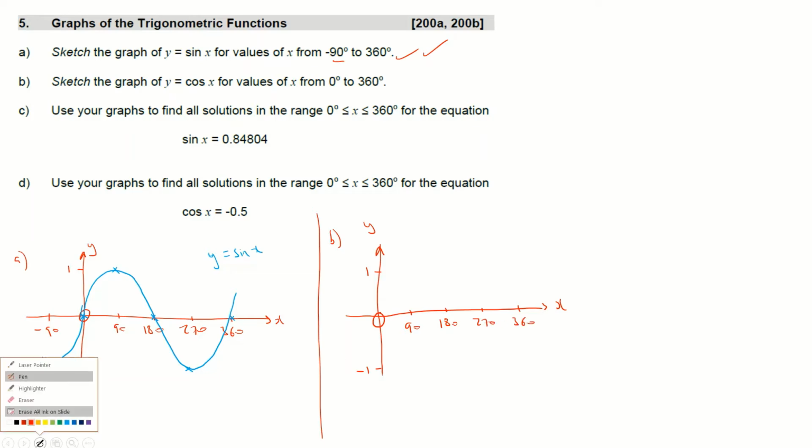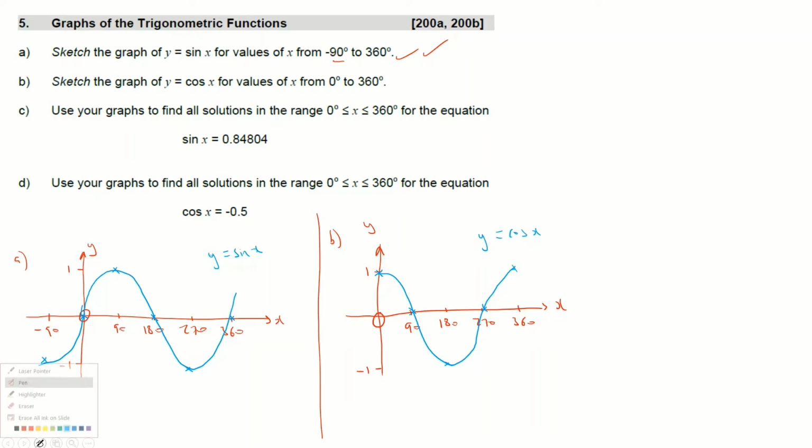Remember now that cos is almost like sine, but it starts at 1. All right, one hand, then down here, and down here, and down here. Okay, so again, lovely smooth wave shape like this, and this is y equals cosine x. Okay, so use your graphs now to find all solutions for this range for this equation here.